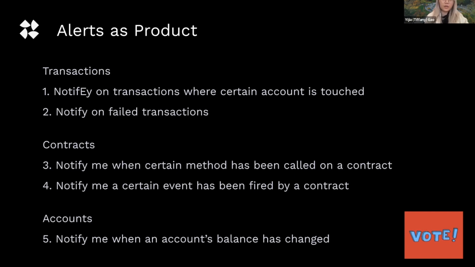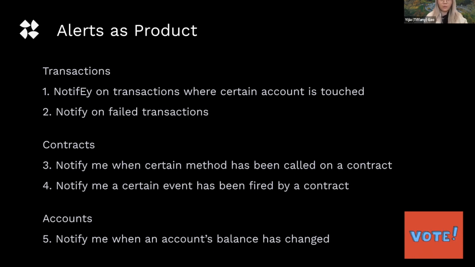The first one is around transactions. For transactions, we want to notify users on all the transactions where a certain account is touched. So for any accounts that you are interested in, curious about, or want to keep track of, we want to notify you. The second one will be only on failed transactions, which mainly concerns you, so that you can act on it or just keep track.